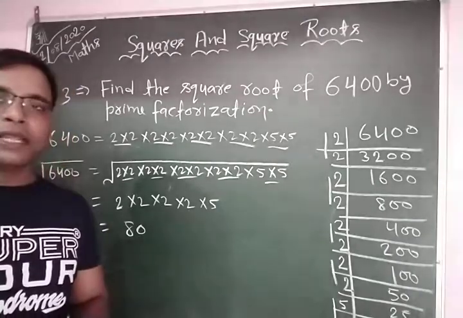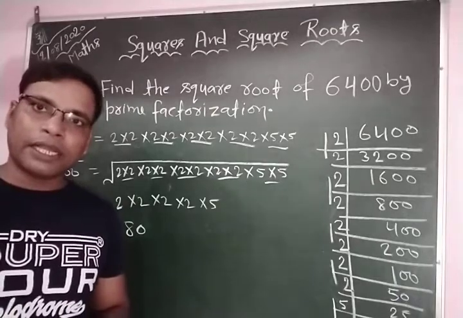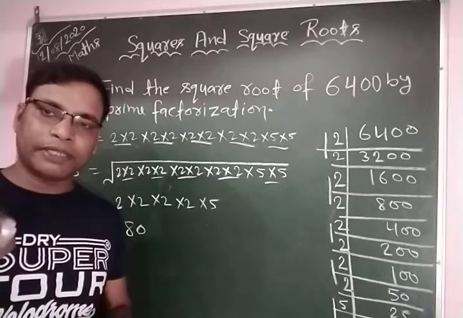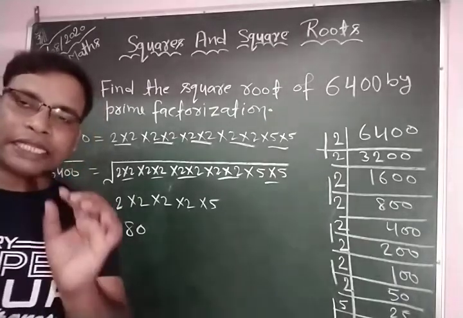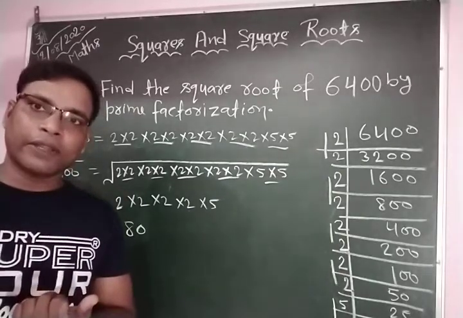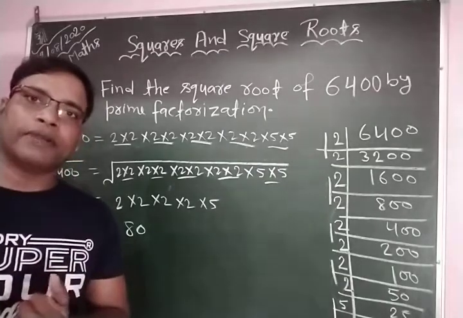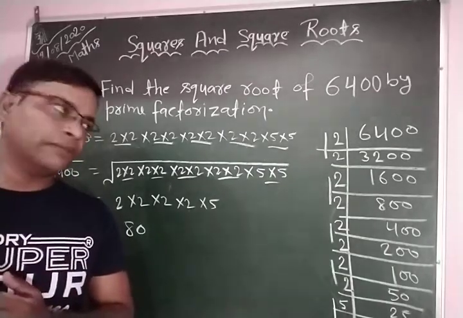In this method, first you find the prime factors of the given number, after this we make pairs of the numbers, and after this we take one number from each pair, okay, in the form of multiplication. Then we find the square root of the given number.